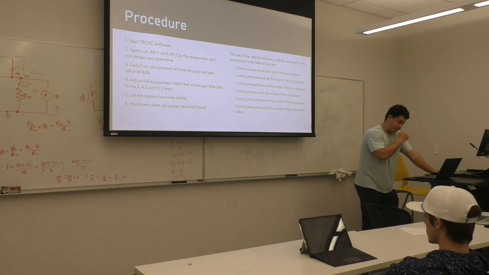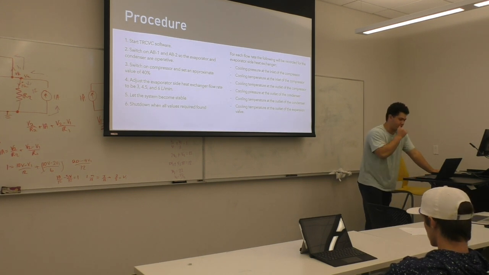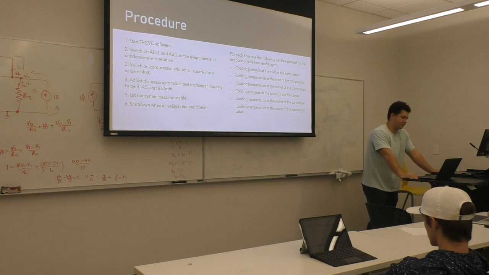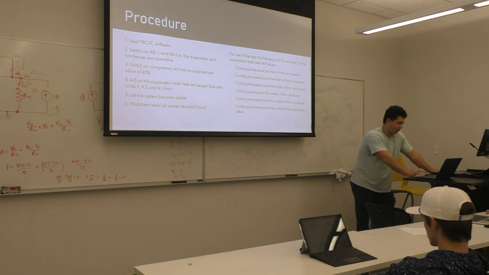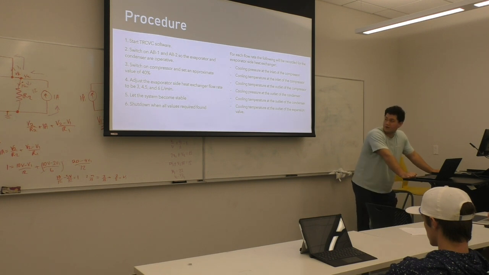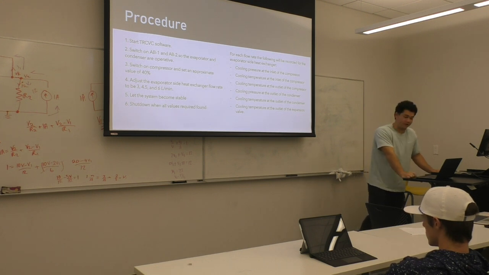So the procedure here is pretty straightforward and short. First, we're going to start the TRCDC software. We're going to switch on AB1 and AB2, so the evaporator and condenser are operative. We're going to switch on the compressor and set an approximate value of 40%. And step 4 will be done 3 total times. We're going to set the evaporator side heat exchanger flow rate to be 3 first, next 4.5, and then lastly 6 liters per minute. And for each time we do that, we're going to let the system become stable. And lastly, we're going to shut down the entire system when all required values are found.